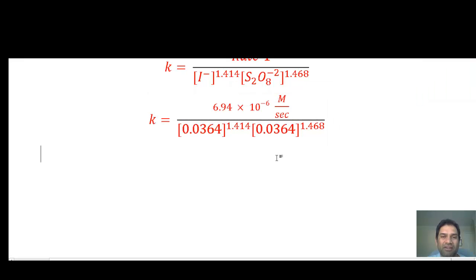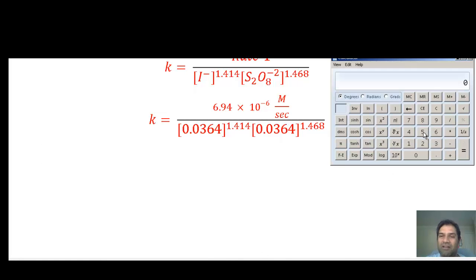So how to do this on your calculator? Let's just do this on the computer calculator. Yours is going to be different. However you do it, it doesn't matter. But this is how I'll do it since I don't have a calculator ready right in front of me. I'm going to do 0.0364 to the power of 1.414. My calculator has that little x to the y button, to the power of 1.414.